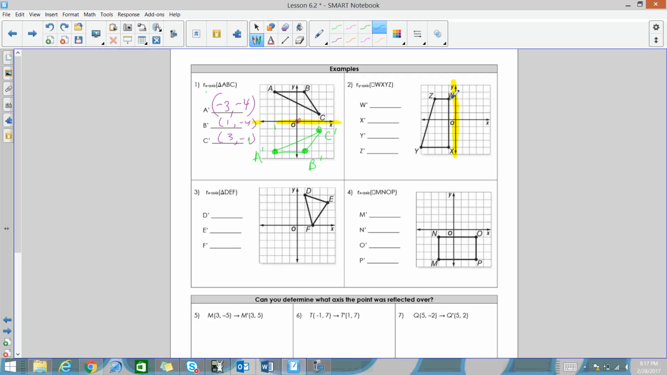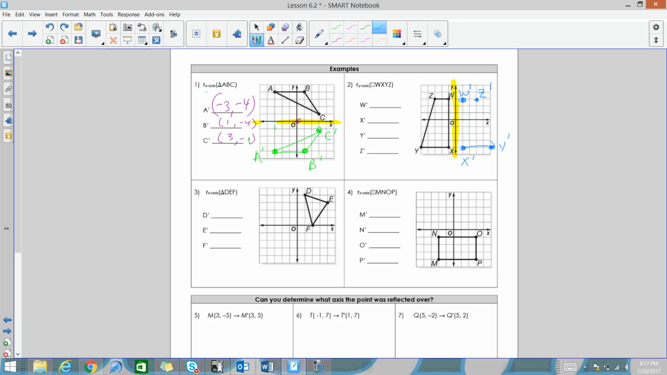To reflect over, again, you count from each point how far away it is from your line of symmetry. So 1 point over, so I'm going to go 1 on the other side. This is W prime. Z is 3, so be careful, especially when you're going over the same line. 1, 2, 3 on the other side. Z prime. Y is 1, 2, 3, 4, 5. So y prime, and lastly, x is 1 away, and there's x prime.